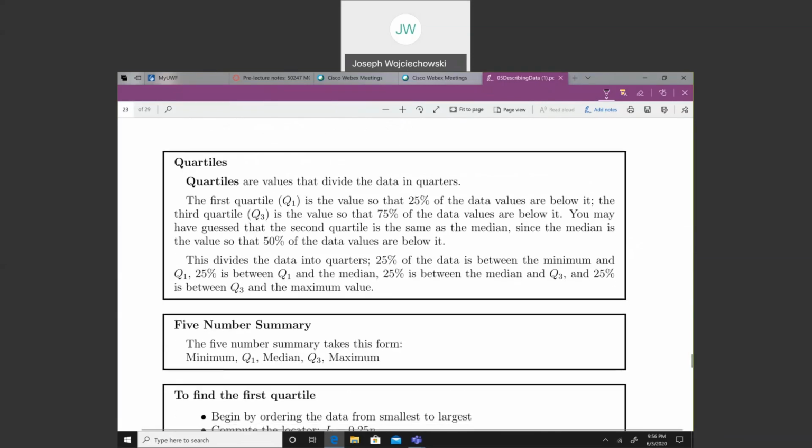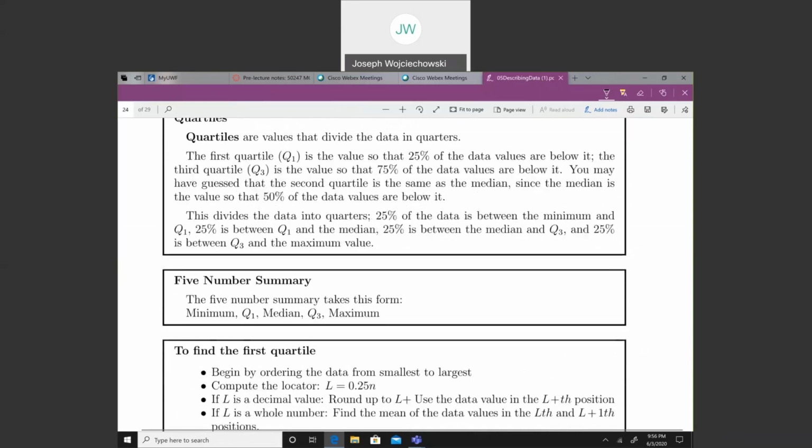Okay, the next thing we're going to talk about is quartiles. Quartiles are values that divide the data into quarters. The first quartile, Q1, is the value so that 25% of the data values are below it. The third quartile, Q3, is the value so that 75% of the data values are below it. And you probably guessed that the second quartile is the same as the median, since the median is the value so that 50% of the data values are below it.